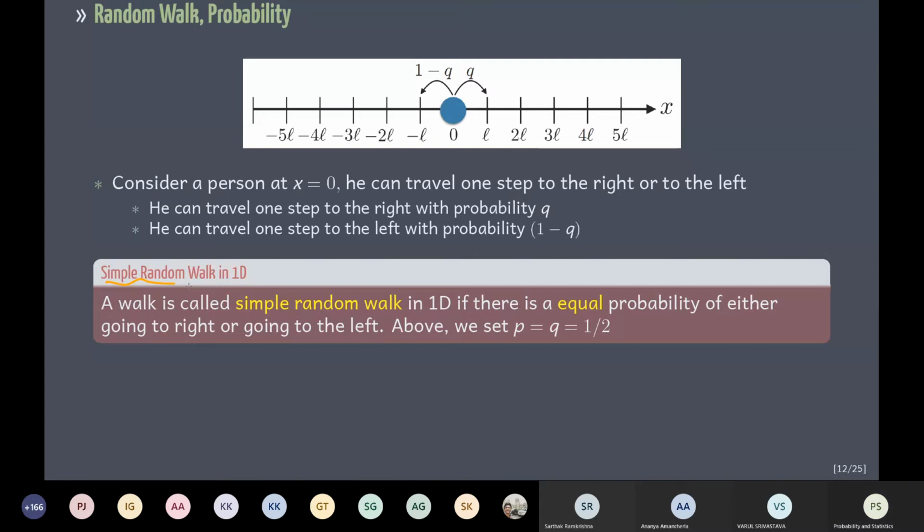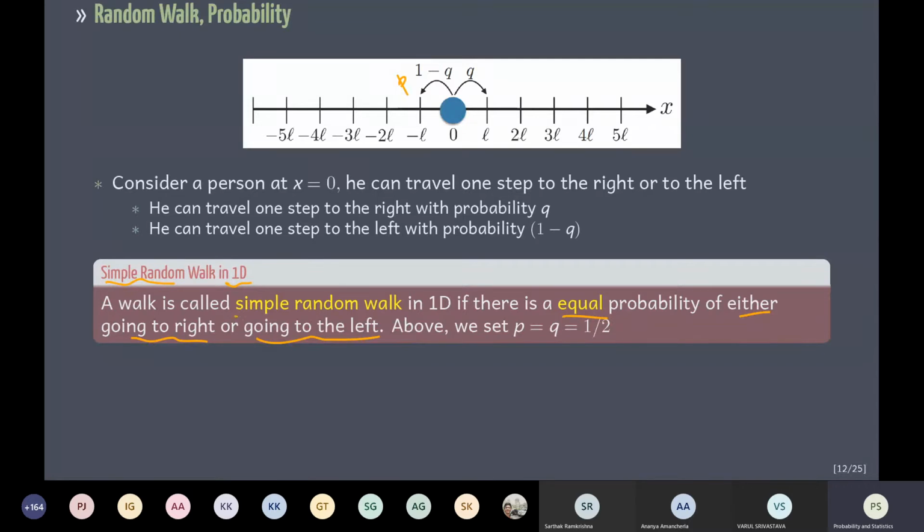A simple random walk in 1D is defined as follows. A walk is called a simple random walk in 1D if there is an equal probability of either going to the right or going to the left. If we set p to be the probability of going right and q the probability of going left, then if p equals q equals half, we call this a simple random walk.